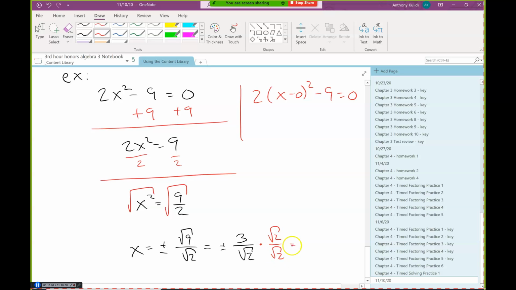And the square root of 2 times the square root of 2 is the square root of 4, or just 2. And there's our final answer. Everybody okay there?